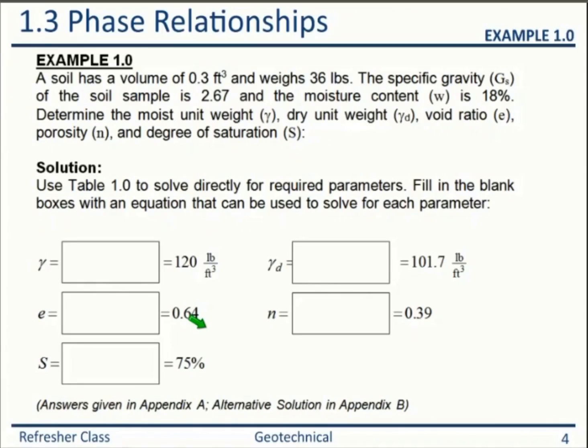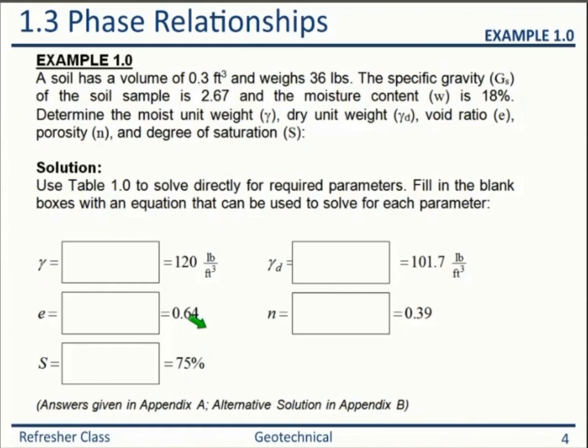Yes, Muhammad, the volume of voids is always less than the total volume because the total volume includes the volume of voids. Volume of voids plus volume of soil solid makes the total volume. Therefore, volume of voids is always less than total volume.